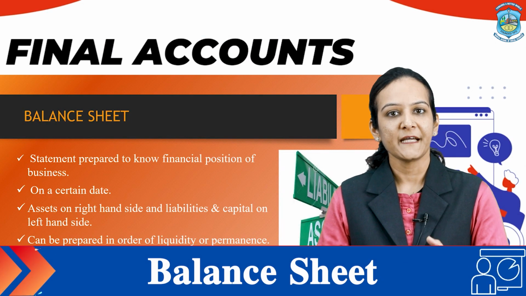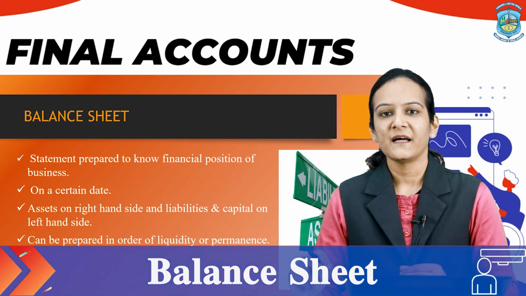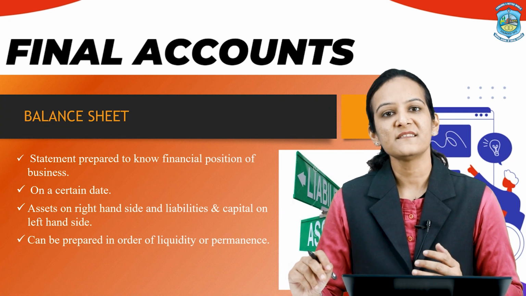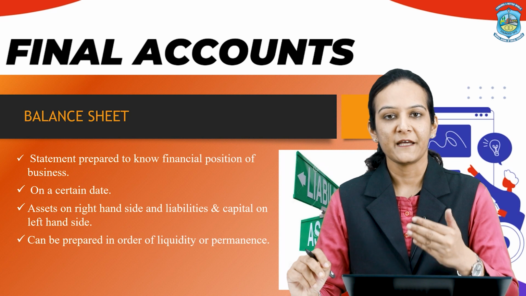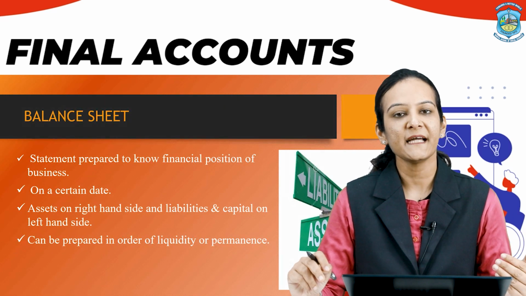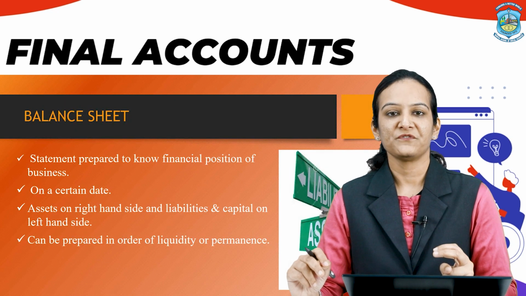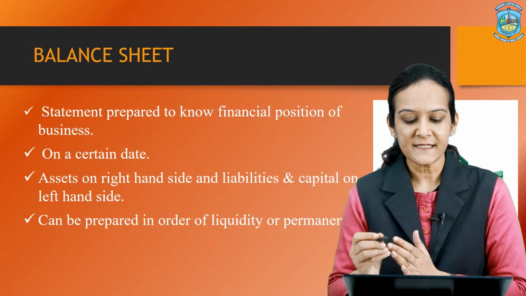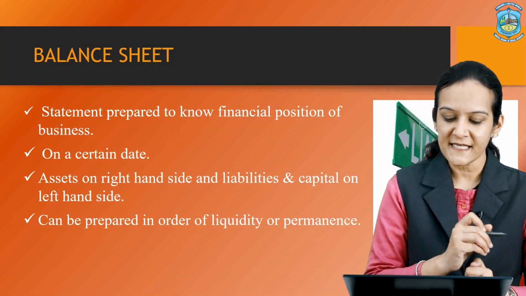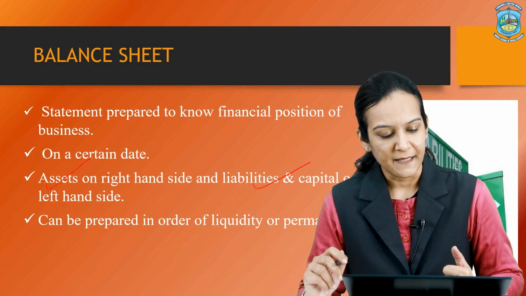Now the third type of final accounts is your balance sheet. Now remember, balance sheet is not an account, it's a financial statement. Since balance sheet is not an account, therefore it does not have a debit side and a credit side. But of course it has two sides. The two sides of the balance sheet are your assets and liabilities. The right hand side of the balance sheet is the asset side and the left hand side is the liability side and the capital side.